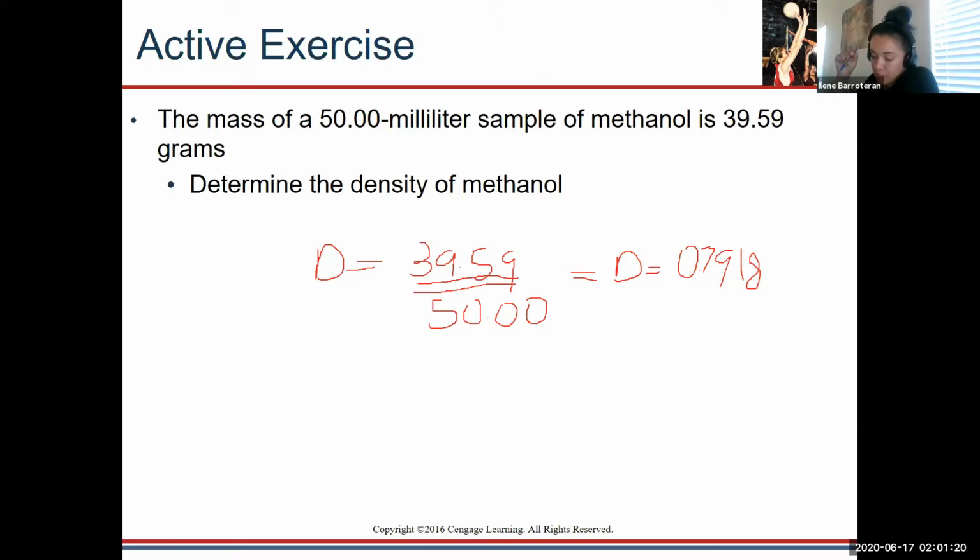The original formula says density equals mass over volume. So I just wanted to know why we were flipping and putting mass on the bottom and the grams on top. No, we have mass on top and milliliters on the bottom. Right? But doesn't the question say mass of 50.00 milliliters? Read how it's written, it's weird. Okay, it says the mass of a 50 milliliter sample of methanol is 33.59 grams. So it's saying the mass is... Oh, okay. I was looking at it wrong.